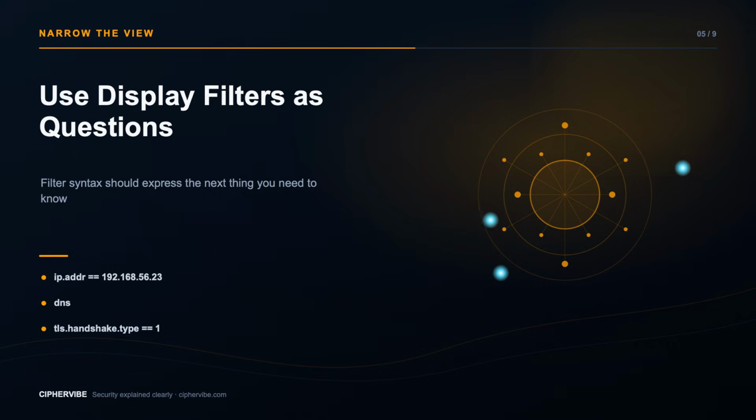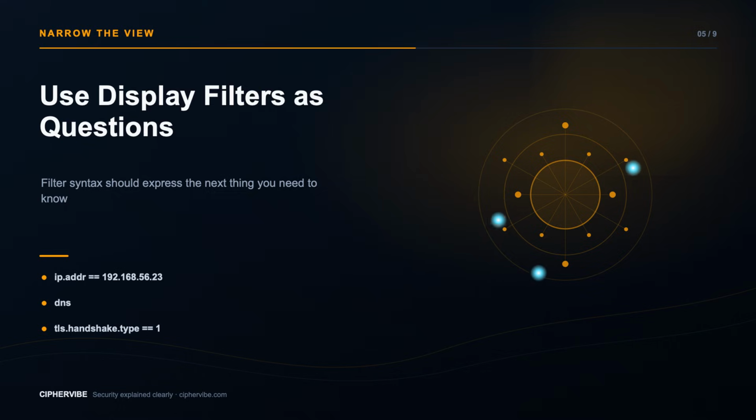Enter ip.addr == 192.168.56.23. This shows packets where that address appears as a source or destination. Then filter on DNS to review name resolution traffic. Our workstation queries files-update.example. The .example top-level domain is reserved for documentation, so this is not a live domain.